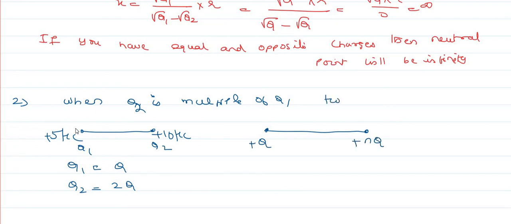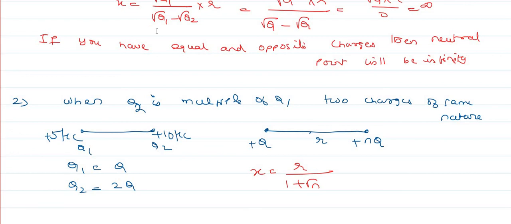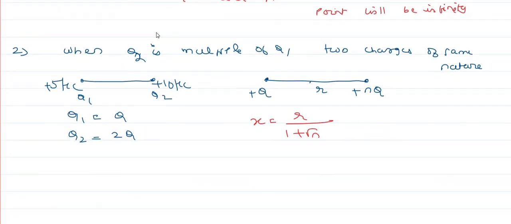So two charges of the same nature, plus or minus, but one charge is a multiple of the other, separated by a distance. Here you can use a very simple formula. It is nothing but R by 1 plus root n when the charges are of the same nature, where R is the distance between the charges. Directly you can substitute it. Instead of calculating Q1, Q2 everything, we have just directly substituted the n value. That's all. So what about the negative case?